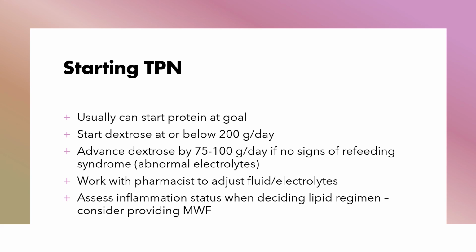So we would give our patient 95 grams of protein on the first day of TPN. Dextrose should be started at or below 200 grams per day and advanced by 75 to 100 grams per day if there's no signs of refeeding syndrome. Refeeding syndrome is where the electrolytes are below normal levels while glucose is elevated.